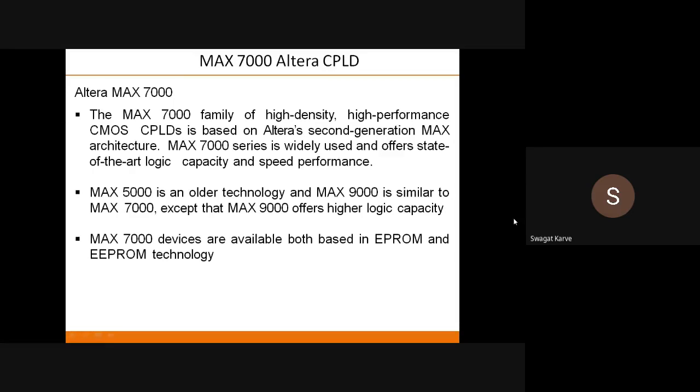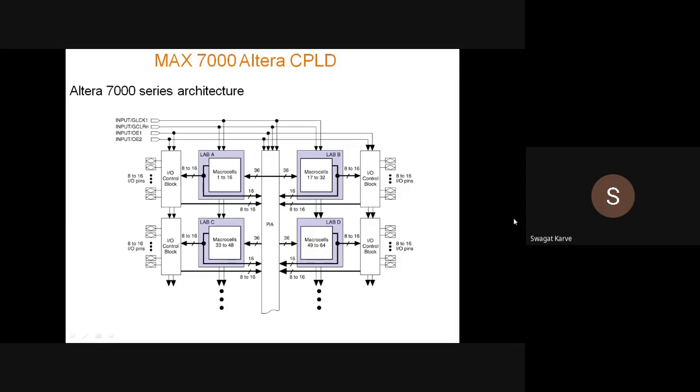Both are available in EEPROM as well as EEPROM technology. So these are some specific points and specifications of this MAX 7000 Altera CPLD. Now we will discuss its architecture. What does this MAX 7000 architecture look like? So this is the architecture of this MAX 7000 Altera CPLD.